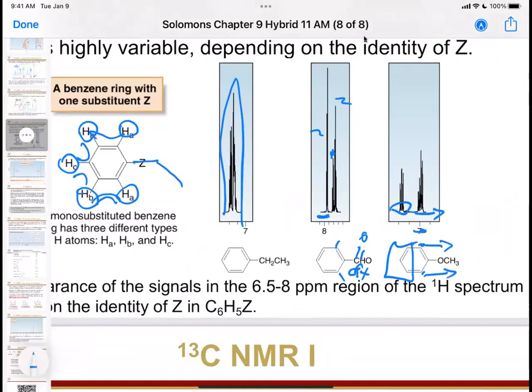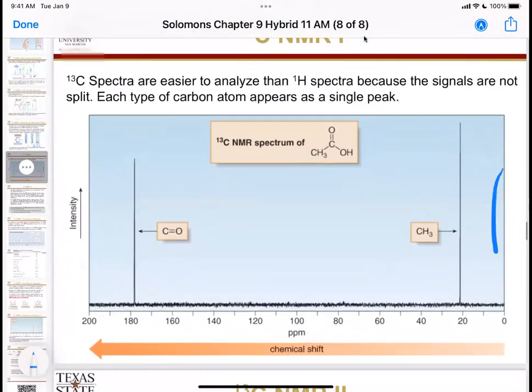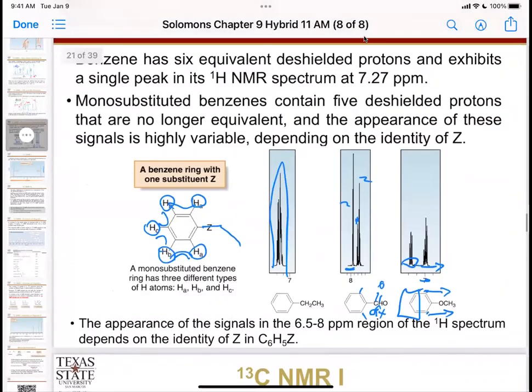Okay, so that's just one thing that has everything to do with whether it's electron donating or withdrawing. It starts at 7.2, and with electron withdrawing, it shifts up to 8. With electron donating, it goes below 7. Okay, so there's another thing we can see. Oh, then so that's proton NMR.